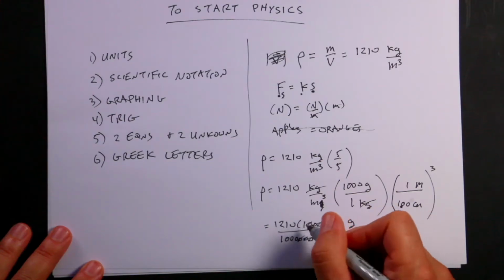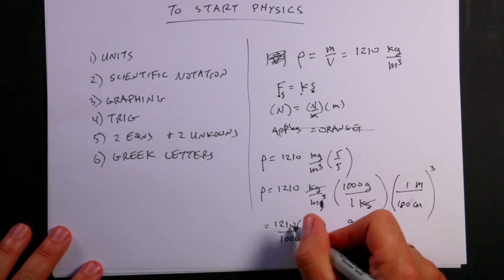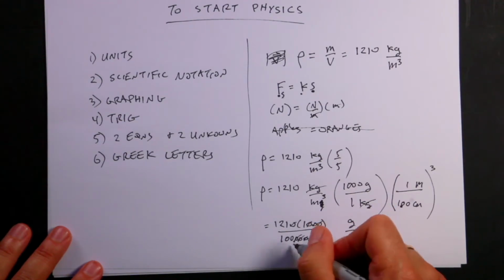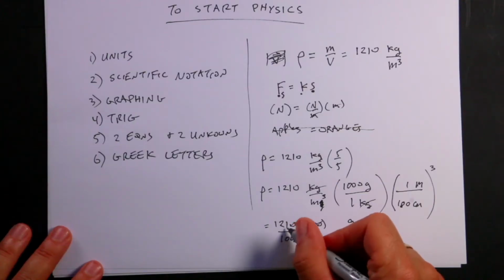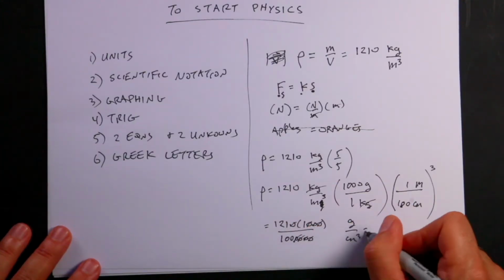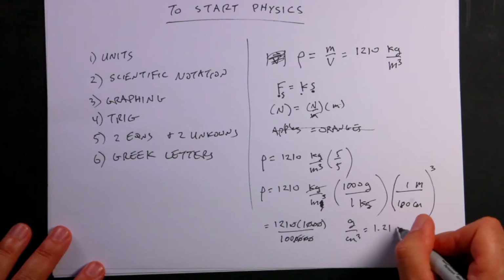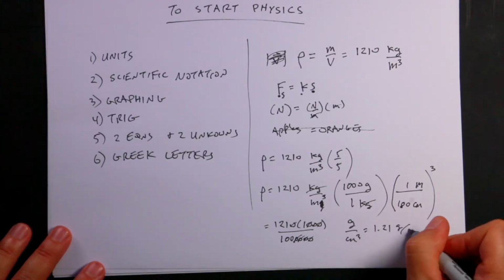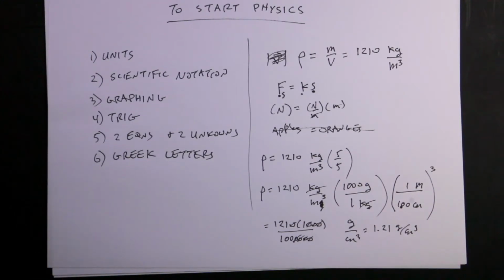Here's another 0. Actually, that's 1,000, right? And now I just have 121 divided by 100, and I can do that. That's 1.21 grams per centimeter cubed. Okay, you're going to need to practice that, and I'm not going to have a giant lecture on units. The important thing is that both sides have to have the same units, okay? And units are important.